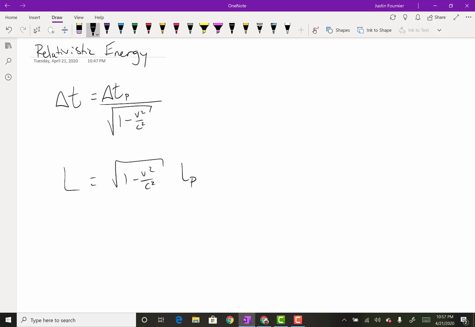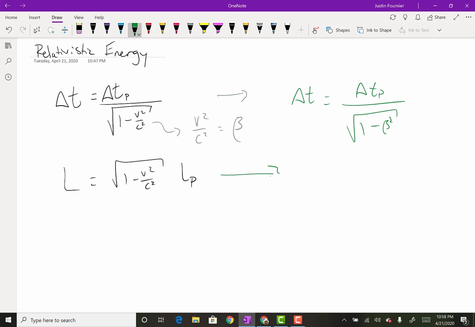As you've probably seen, v squared over c squared is seen so often that we just call it beta. So sometimes you'll see this written as the dilated time is equal to the proper time divided by the square root of 1 minus beta squared. And same idea with length.